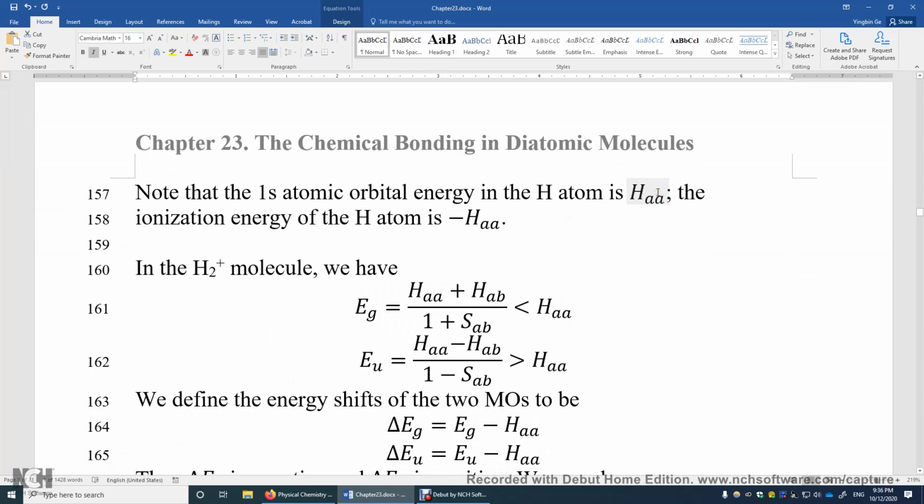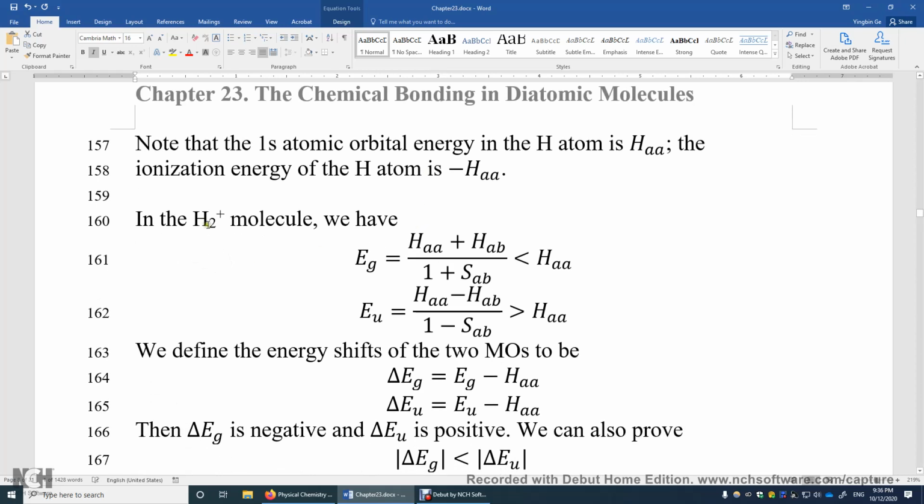What's the physical meaning of HAA? The 1s atomic orbital energy in the hydrogen atom is HAA. So really, HAA is negative 1/2 atomic unit. In this case, the ionization energy of the hydrogen atom is negative HAA. HAA, H sub AA is negative. So negative HAA is positive. The ionization energy of the hydrogen atom is positive 1/2 atomic unit. And I think it's roughly 1,322 kilojoule per mole.